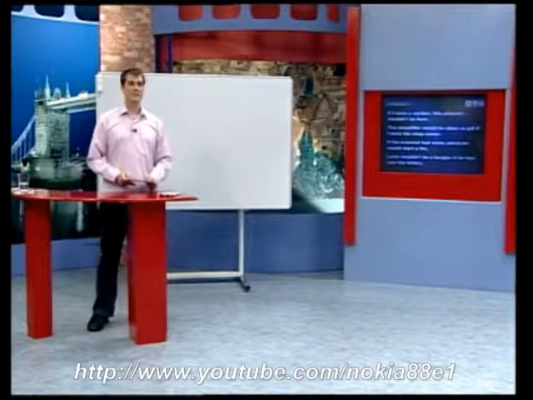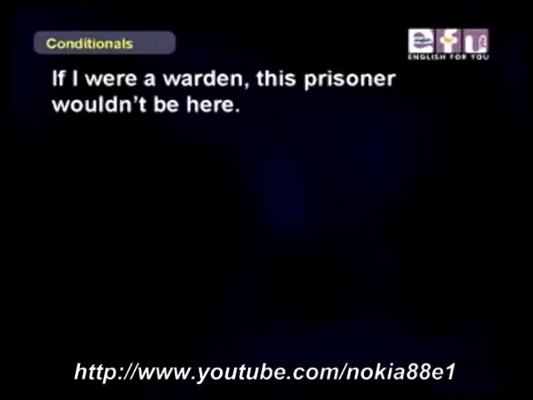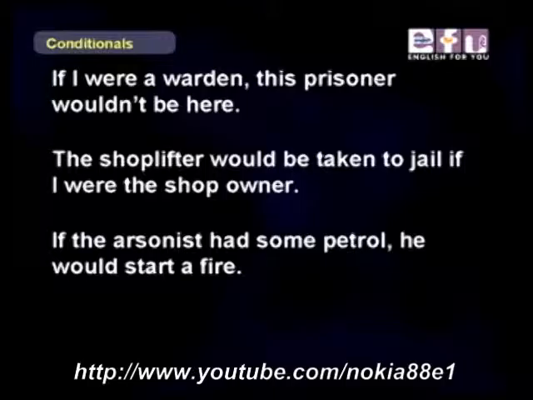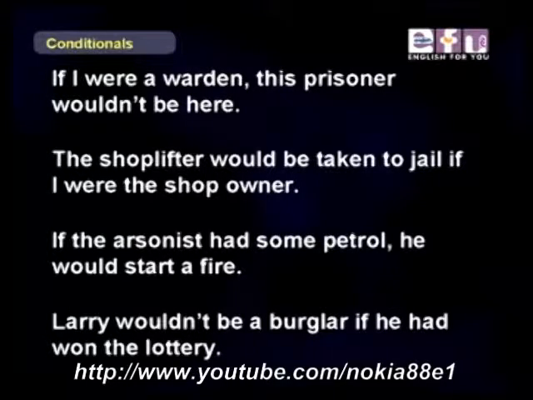A sentence in the second conditional expresses something that is not true in the future or in the present. So in the first sentence, in truth, I am not a warden. In the second sentence, I am not a shop owner. In truth, really right now, I am not a shop owner. In the third sentence, the arsonist doesn't have petrol. And in the fourth sentence, in truth, Larry would not be a burglar if he won the lottery.